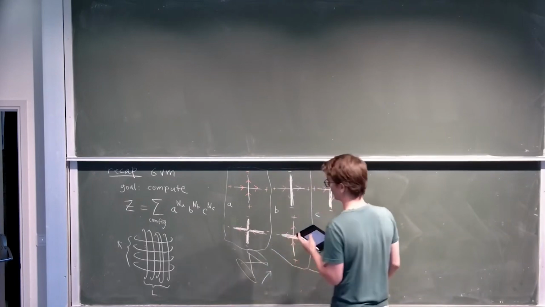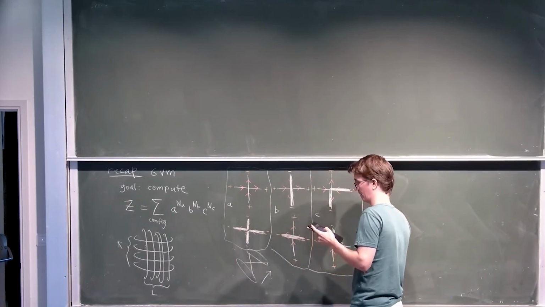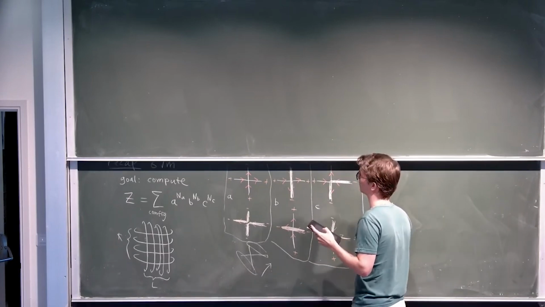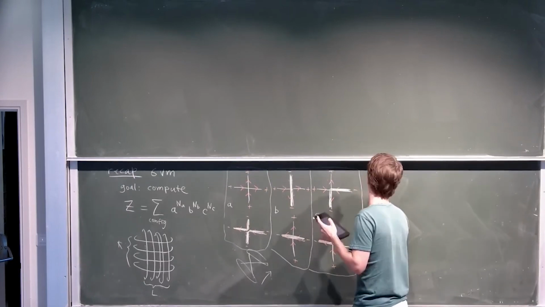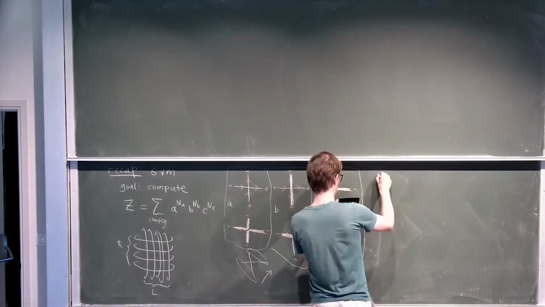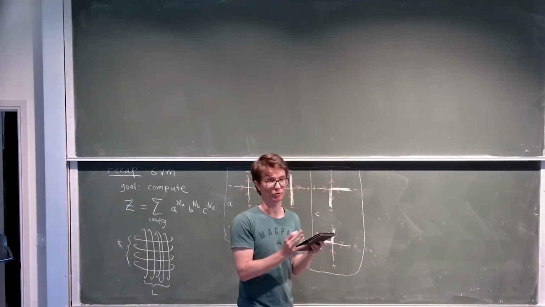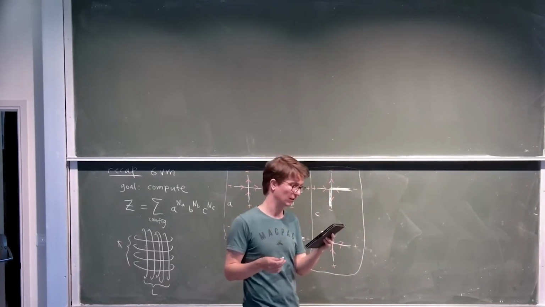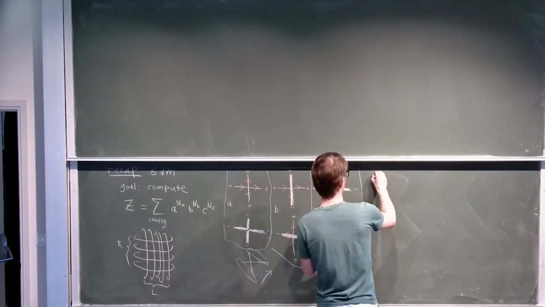So let's try to do this. Let's just start here. So diagrammatics. There are a number of rules which are going to allow us to do computations by drawing pictures. And the rules are as follows.